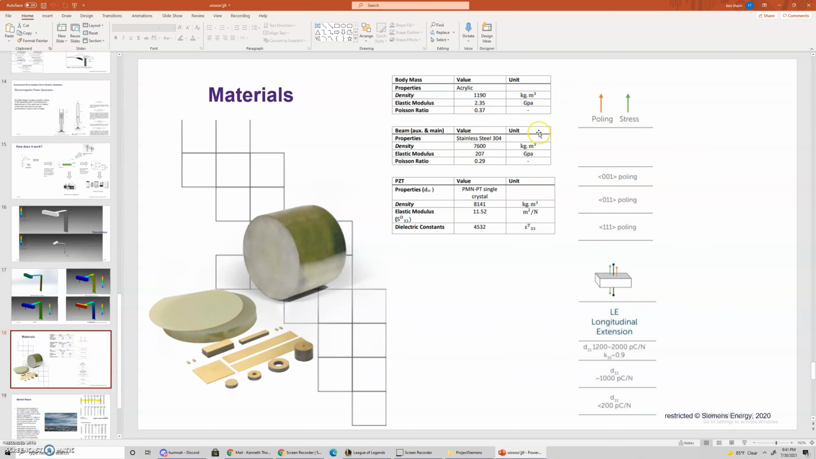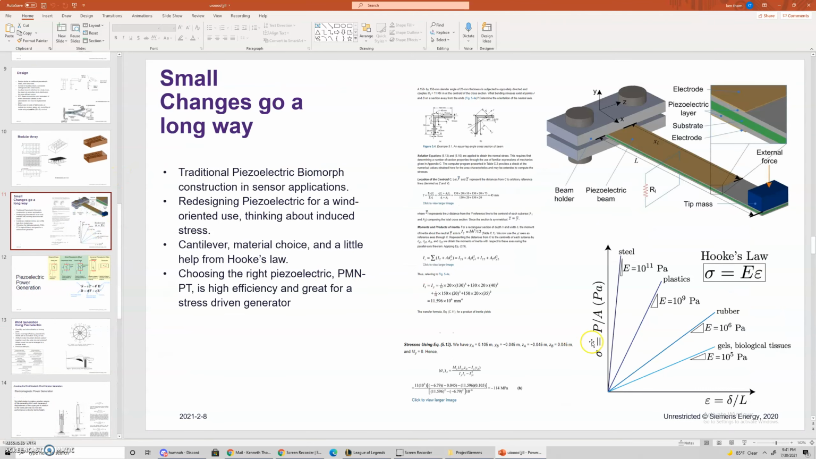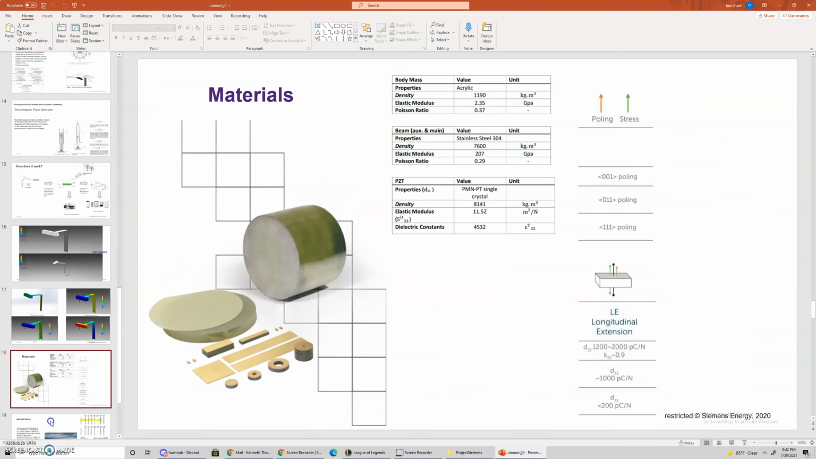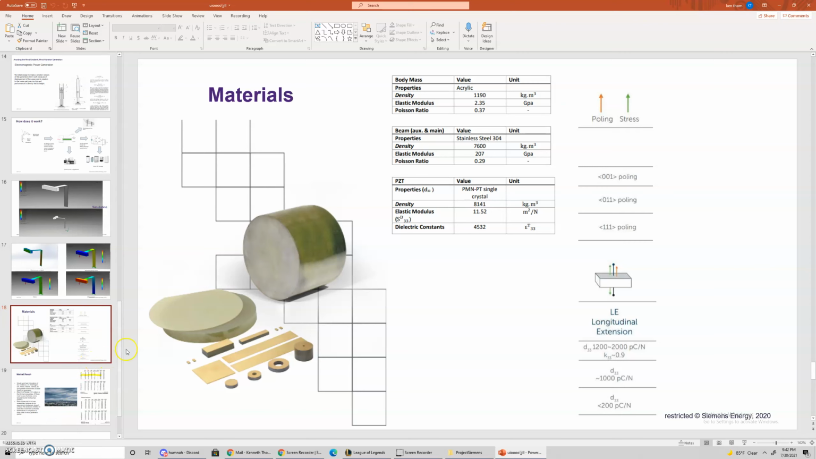Again, as I said before, it's a stainless steel cantilever. The reason behind choosing stainless steel is due to Hooke's law, which shows the strain to stress ratio is the highest in steel, which is great for our application. A piezoelectric sheet is used, PNPT to be specific. This is currently the highest efficiency single crystal piezoelectric available on the market and happens to work very well when applied with stress values.